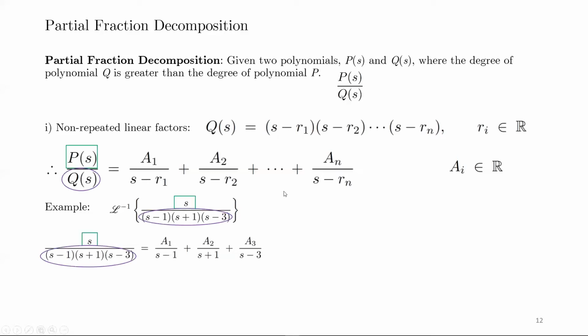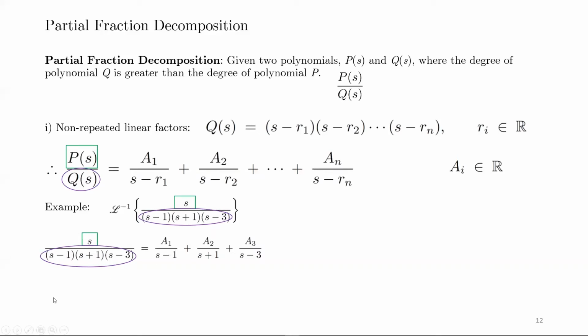Okay, so here I'm identifying my P of S as being S, my Q of S as being this denominator, the product of these three linear factors here. Now this equation on the bottom here, P over Q equals this thing here. We need to find the values of A1, A2, and A3, remembering that A1, A2, and A3 are just constants.